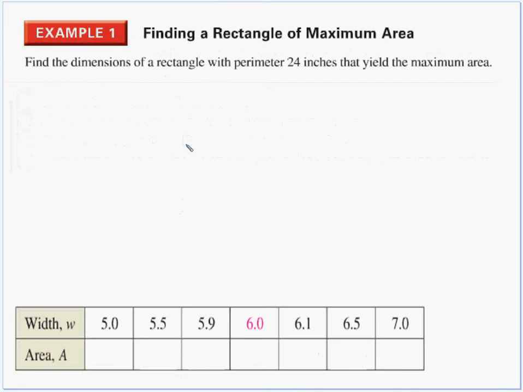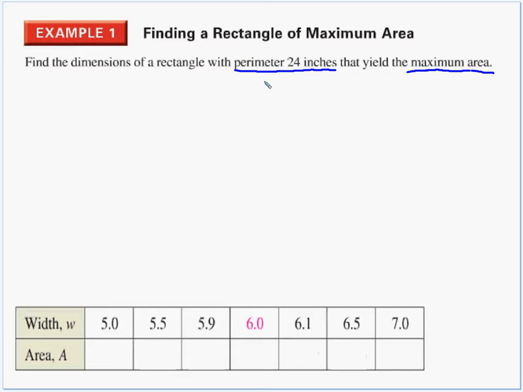So here in example 1, this is kind of a classic problem. We're given a constraint, and then we want to either minimize a bad thing or maximize a good thing. Here we're trying to maximize area, the area of a rectangle. And again, we have this constraint. It says find the dimensions of a rectangle with a perimeter of 24 inches that yields the maximum area. So we've got limited materials, a perimeter of 24 inches, and we want to make a rectangle that has the most area, in square units.